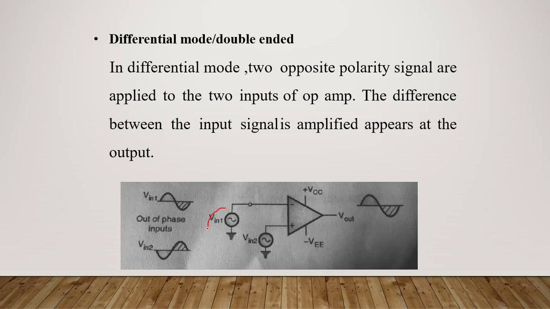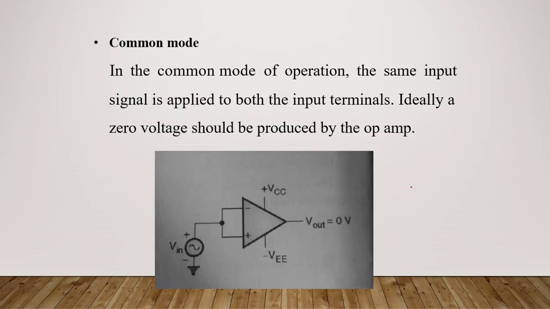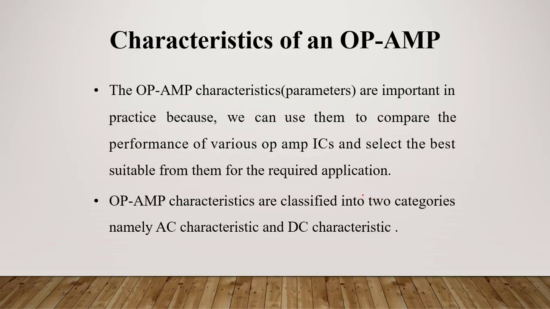V1 I am giving, V2 I am giving. These two difference I am getting in the output side. Common mode means both are connected to V in or both are connected to ground. Both are same. You can connect some voltage to both or ground to both. That means both the modes are same, so V out should be 0 whatever you give. This is all about the open loop.